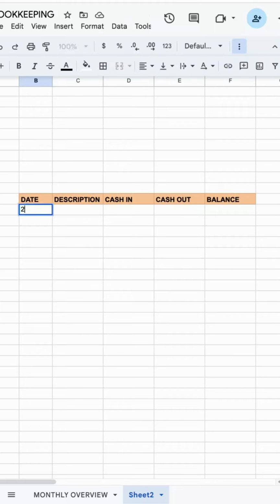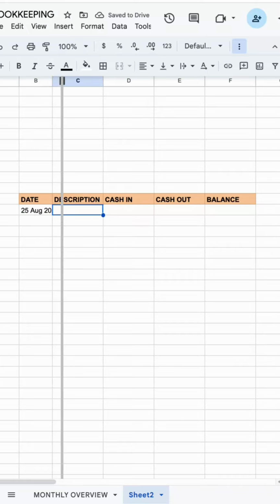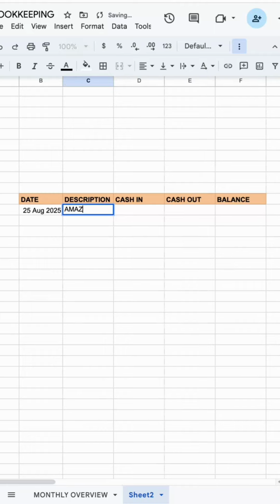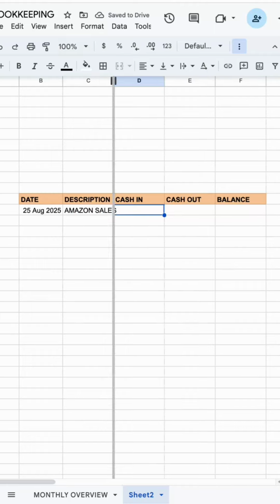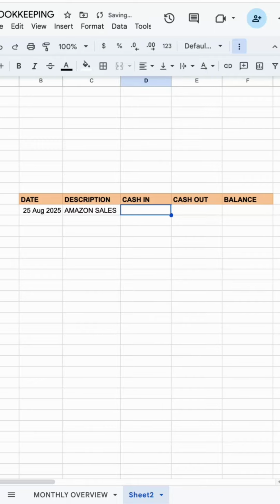So let's say 25th August 2025, and I can just have the description as Amazon sales. Since the sales is going to be a cash in, we're going to get the cash in. So I'll have this as $2,300, and then the balance is going to be equal to whatever is my cash in minus cash out. So that's going to be the balance formula. All these are going to be completely in US dollars. So I'll just format this.